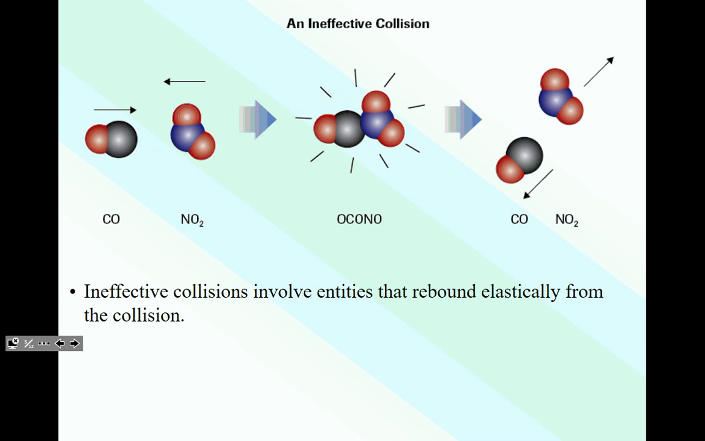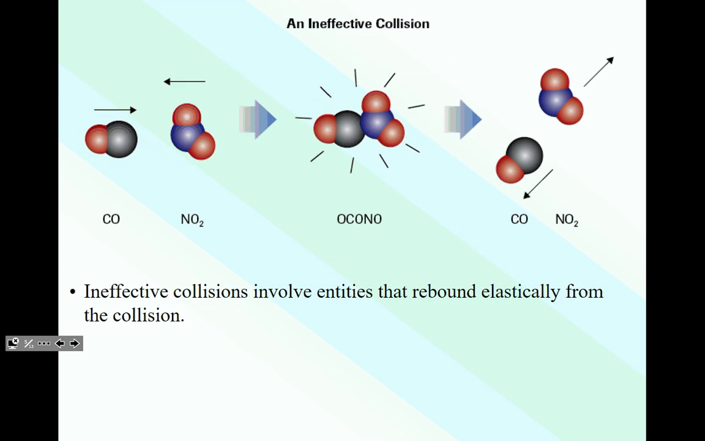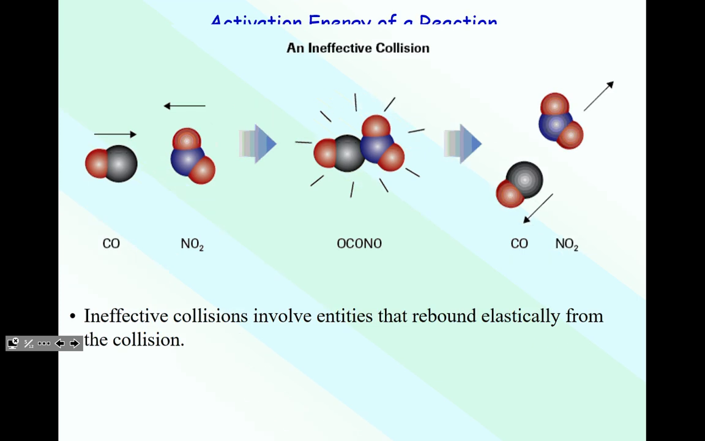Ineffective collisions involve entities that rebound elastically from the collision. And when they rebound elastically from the collision, they don't actually create as many products as they should, or no products at all. See, here we have carbon monoxide and nitrogen dioxide, and at the end of the day, you have the same. So nothing actually happened because either there wasn't enough energy or the correct orientation wasn't achieved.